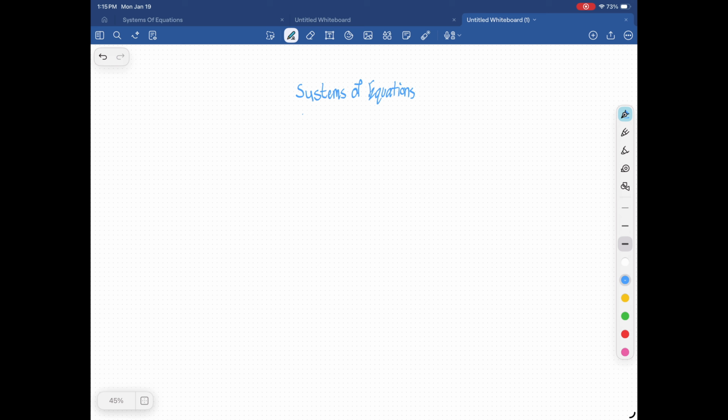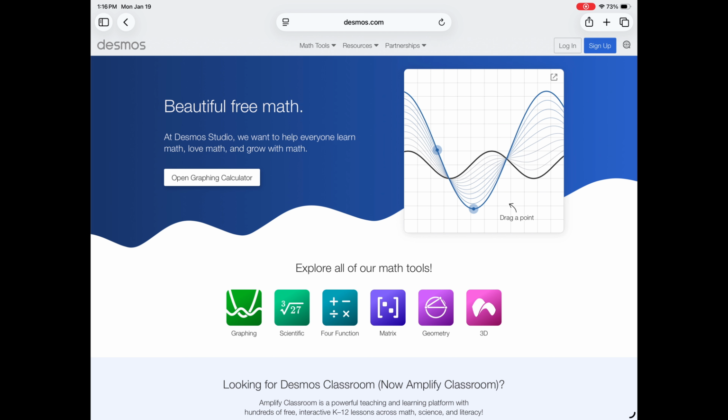Hi guys, and welcome to the final part of our Systems of Equations series. And this is going to be the graphing method. I'm going to show you two ways you can do graphing. For the first one, we're going to use Desmos, and then the second one is going to be by hand. So, okay, what is Desmos?